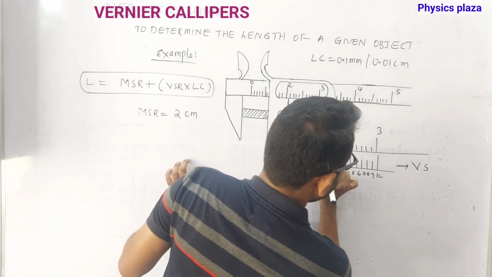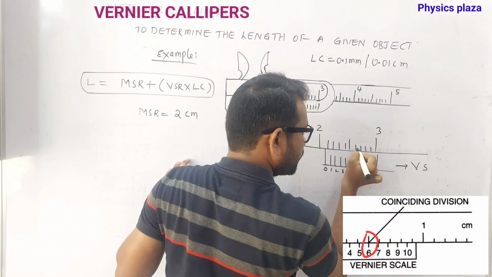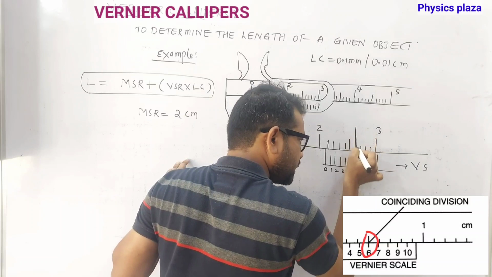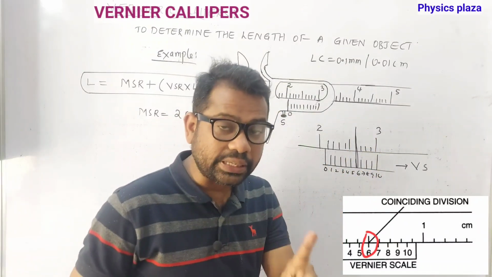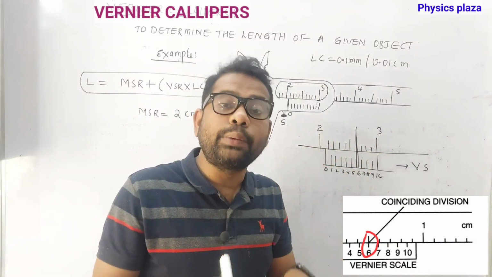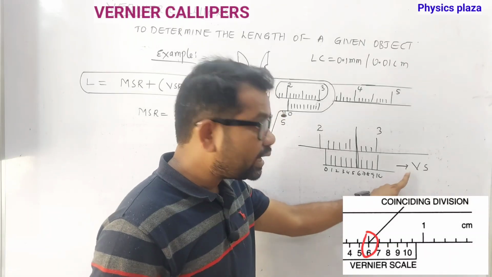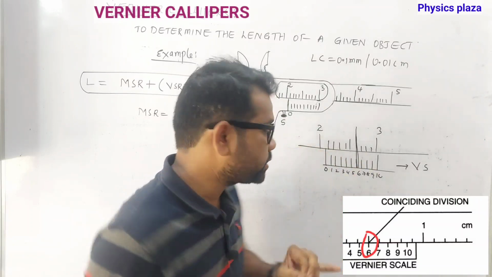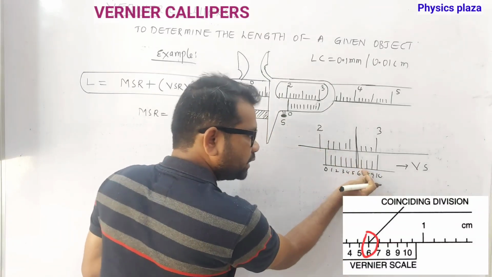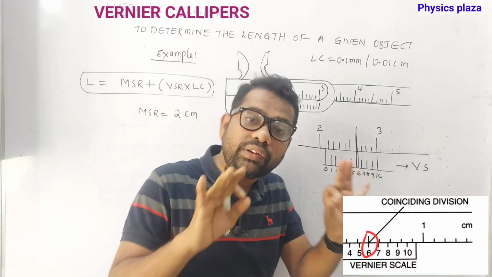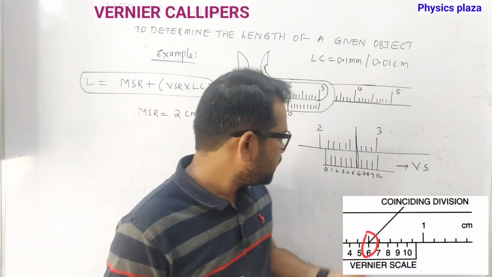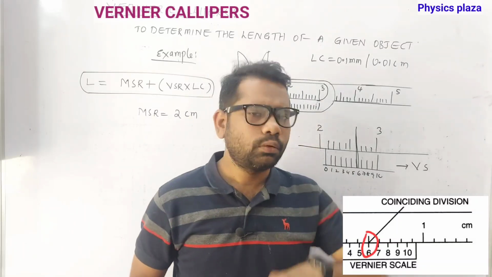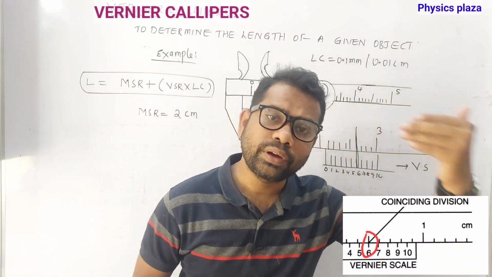Suppose, for example, for me the sixth one is coinciding exactly. So what is that number of division in the Vernier scale coinciding with a division of the main scale? That number you have to see, either the sixth one is coinciding or the seventh or the eighth, whatever it may be. For example, your friend may tell you that the fifth one is coinciding, or you may say no, it is the sixth one. No problem. You can let your friend take the fifth one.